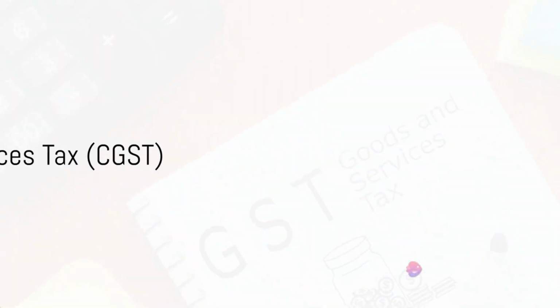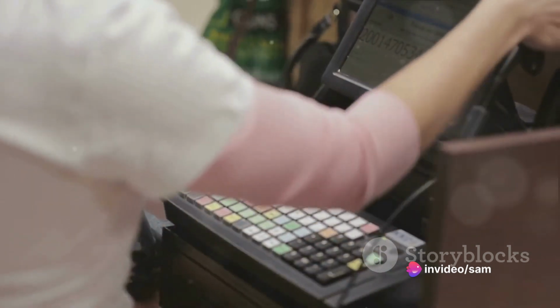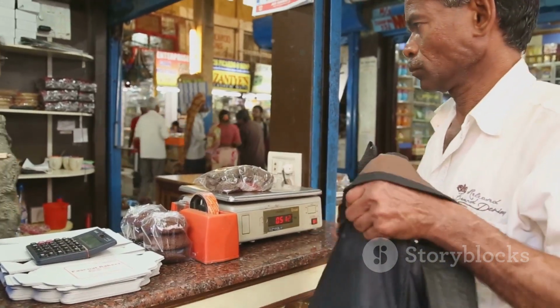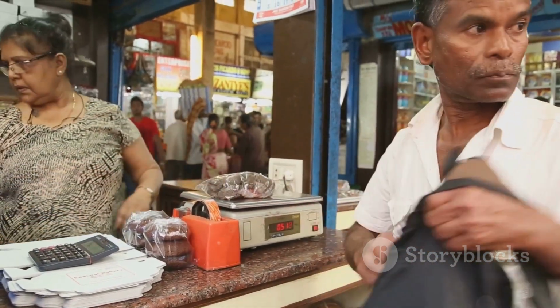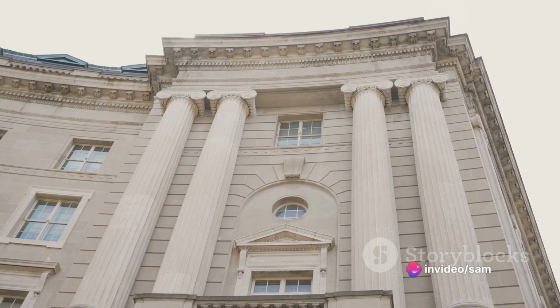So, what exactly is CGST? It's the component of GST that the central government collects on intrastate supplies of goods and services. In simpler terms, it's the tax you pay when you buy or sell goods within the same state. And where does this revenue go? Straight to the central government's coffers.